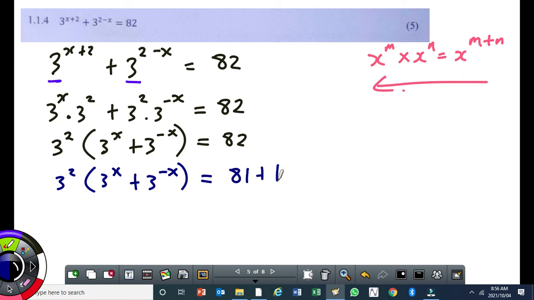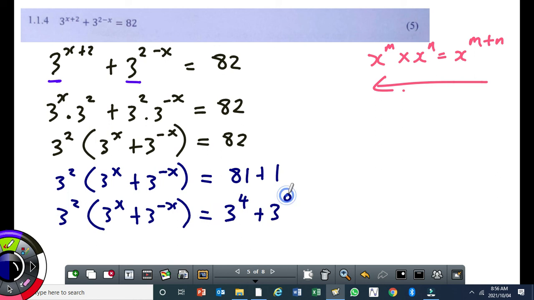The reason why you have to break up this 82 is because the 1 can be written to a base of 3. The 81 can also be written to a base of 3. Okay? So when you do that, you end up getting 3 squared times 3 to the power of x plus 3 to the power of minus x. This is equal to 3 to the power of 4 plus 3 to the power of 0.